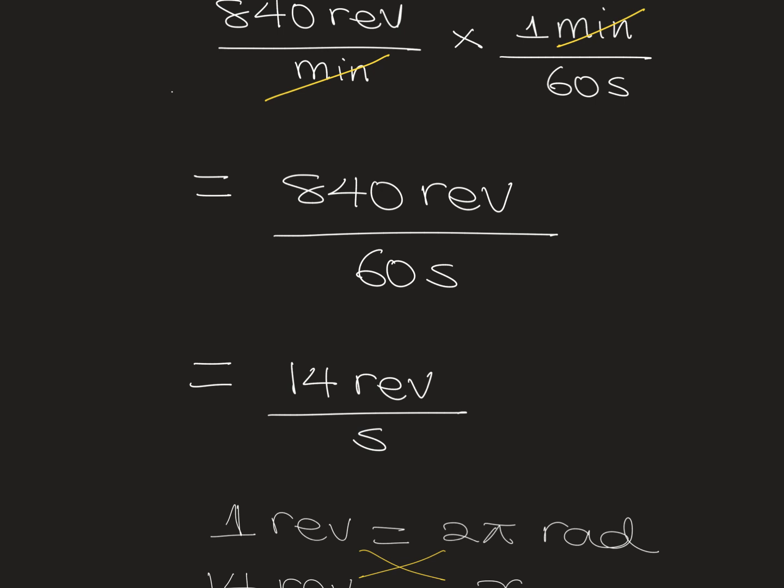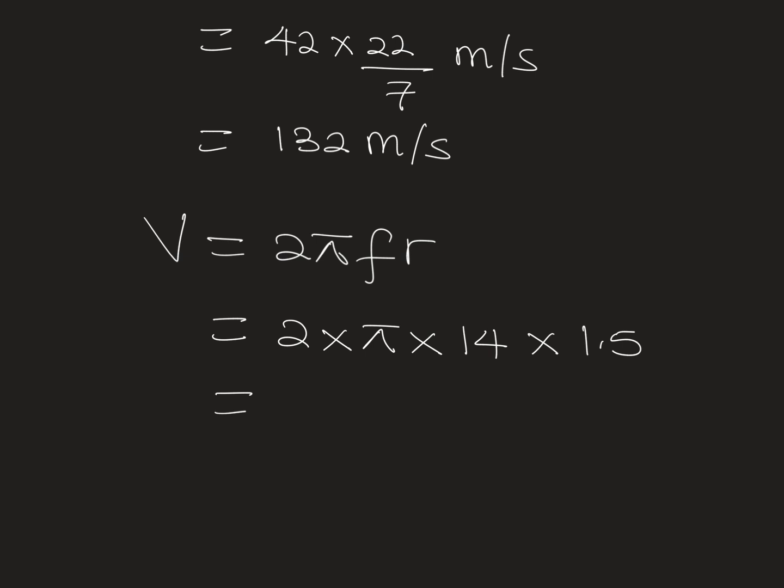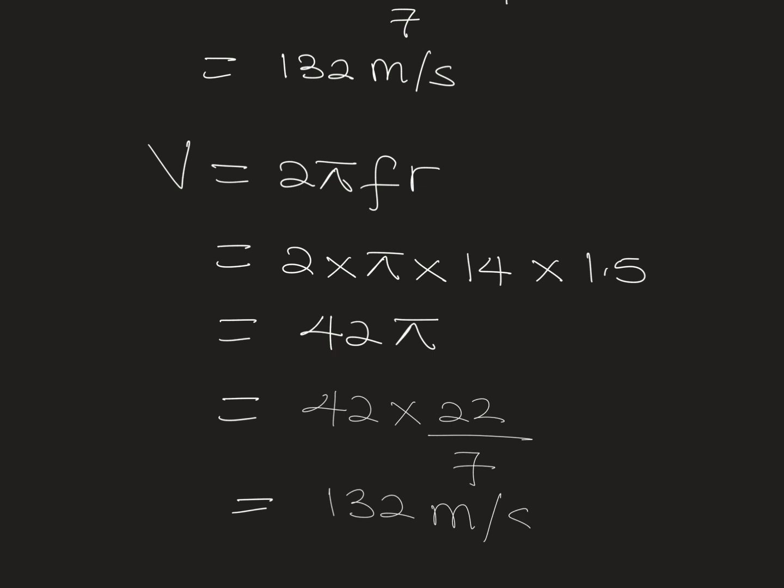Be careful of that. So we will say v is equal to 2 times pi times the frequency, which is 14, times the radius, which is 1.5. That is going to be 2 times 14 times 1.5. We will have 42 pi, as you can see. And if we substitute the value of pi, that is 42 times 22 over 7, we will have 132 meters per second as our linear velocity or tangential velocity.